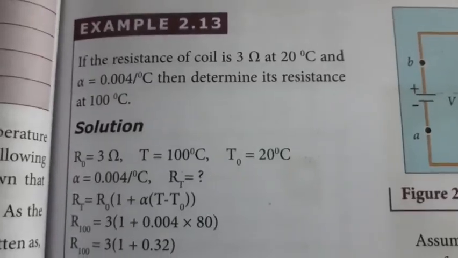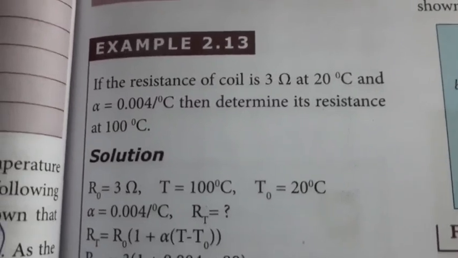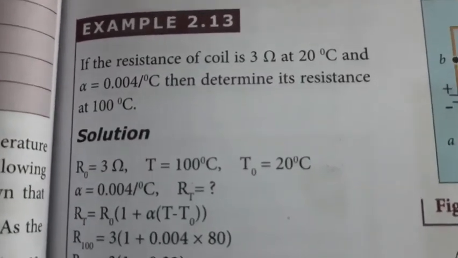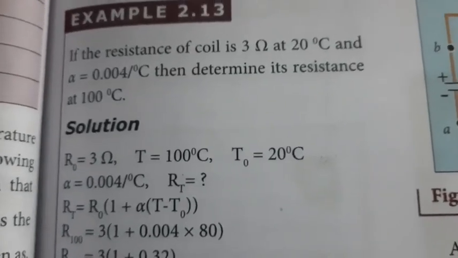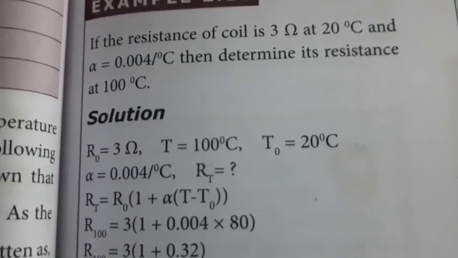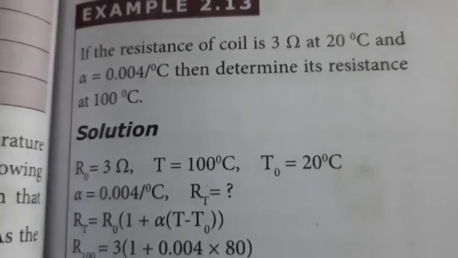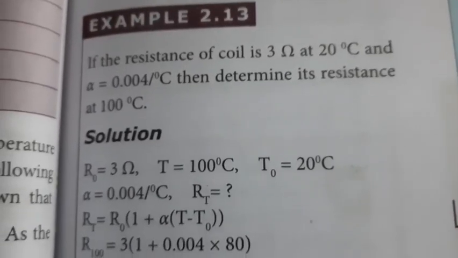Now we are going to solve one more problem. The question is, if the resistance of a coil is 3 ohm at 20 degrees Celsius and the alpha value is 0.004 per degree Celsius, then determine its resistance at 100 degrees Celsius. So we are going to calculate the resistance of the particular coil at 100 degrees Celsius.